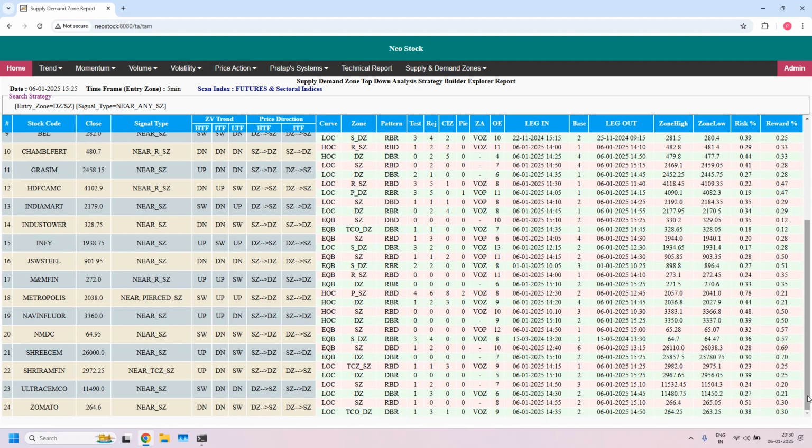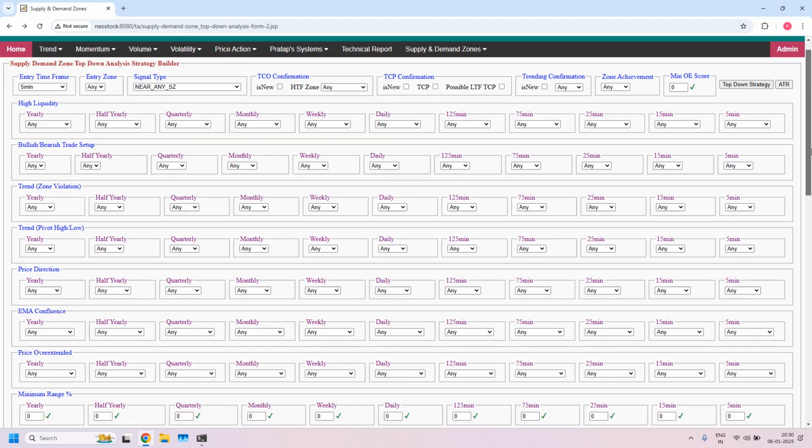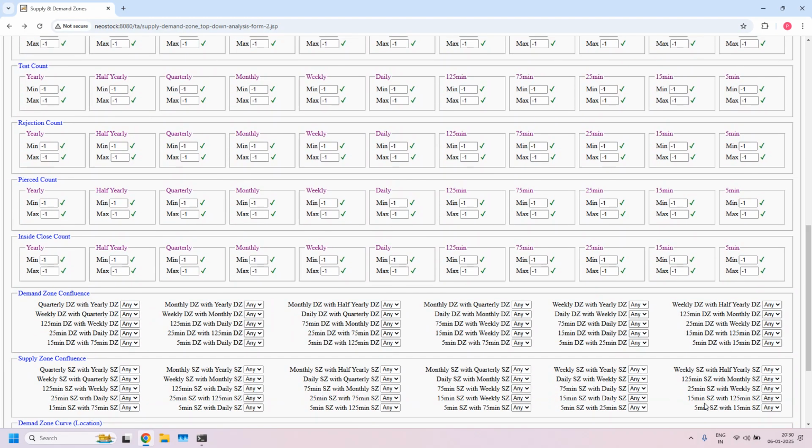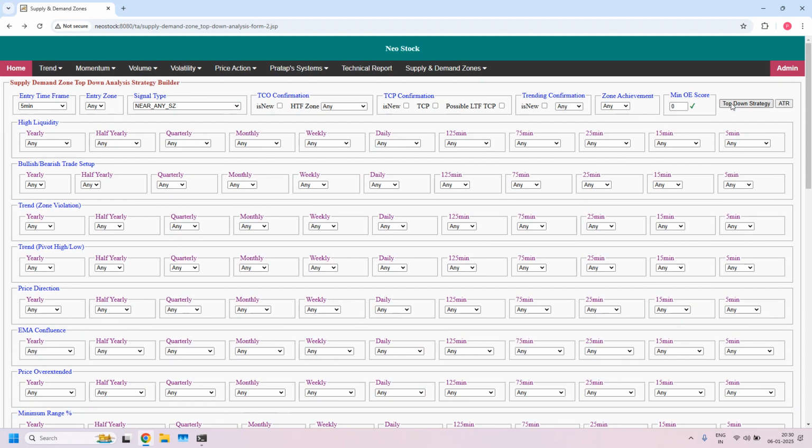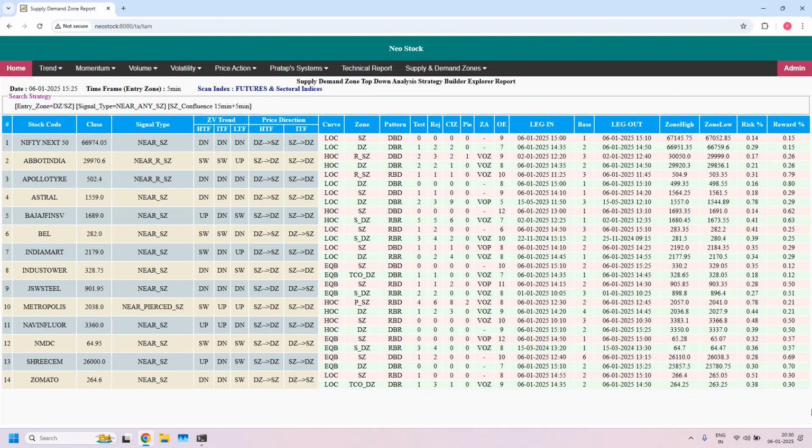Let's identify how many of these supply zones are having ITF supply zone confluence. That is 5 minute supply zone with 15 minute supply zone confluence. I'm enabling the filter. With this filter, out of 26, 14 stocks are filtered. Check, some of these supply zones might be pierced. This is the 10th one is pierced. Second one is pierced. Okay. So this is about stocks near demand and supply zones for different time frames.